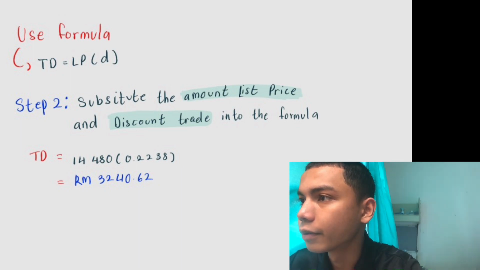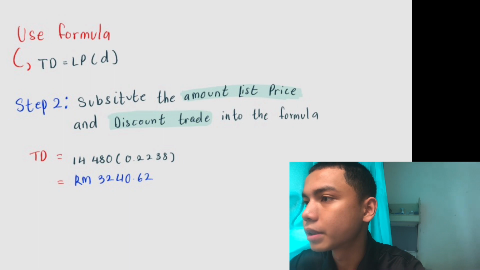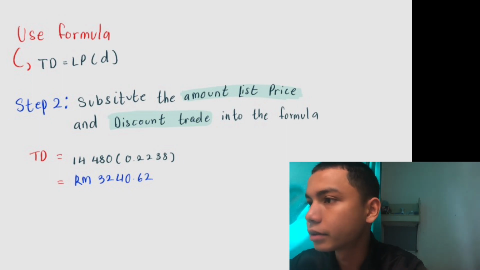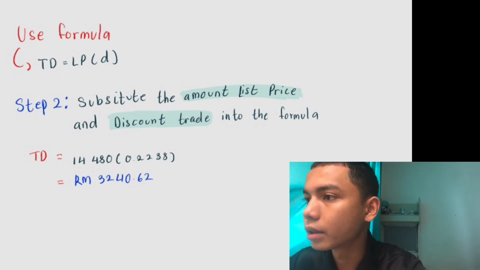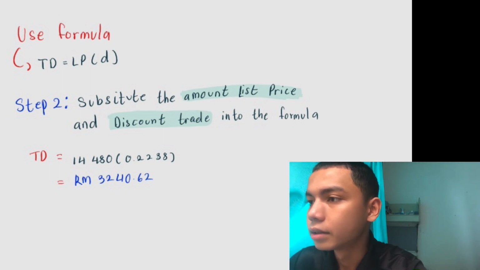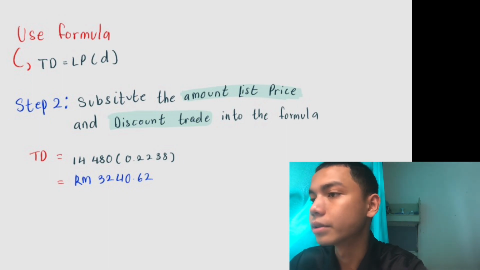Okay, from the information given, just substitute the amount, list price, and discount trade into the formula. We already have the discount trade value, which is at the question A, so we just need to substitute it in the formula. Okay, that's how you do this question, and the answer is 33,240 ringgit 62 cents.